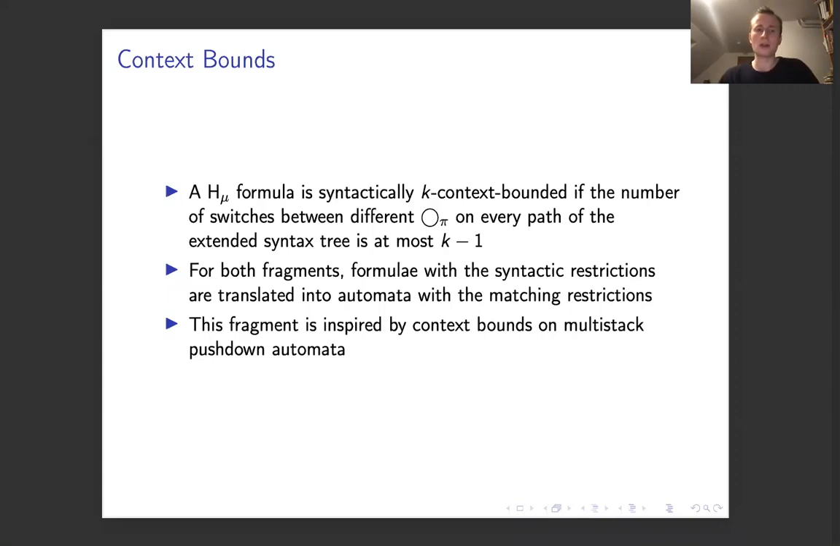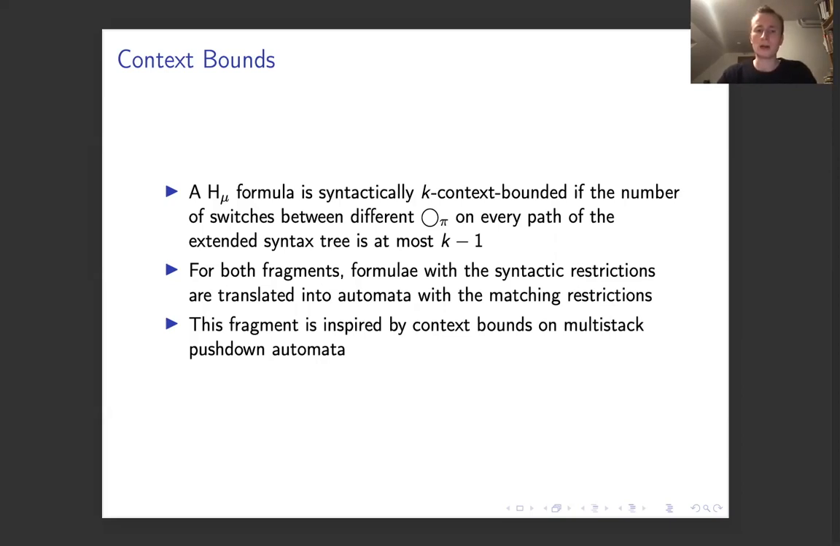And we say that an h-mu formula is syntactically k-context bounded if the number of switches between different indexed next operators is bounded by at most k-1. And now what is interesting to notice is that for k-context boundedness, but also for k-synchronicity, if we take the formulae with this restriction and we translate them into automata using the correspondence theorem, then we will get automata with the matching restriction, which implies that this notion is somewhat robust between h-mu and our automata.